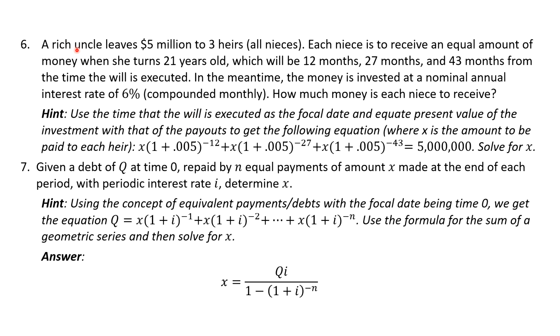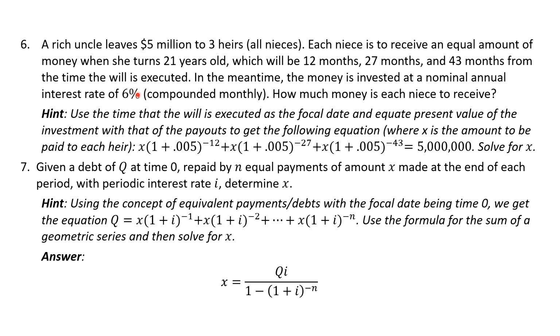Problem number 6. A rich uncle leaves $5 million to 3 heirs, all nieces. Each niece is to receive an equal amount of money when she turns 21, which will be 12 months, 27 months, and 47 months from the time the will is executed. In the meantime, the money is invested at a nominal annual interest rate of 6% compounded monthly. How much money is each niece to receive?